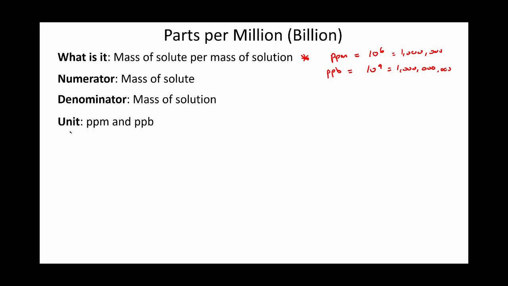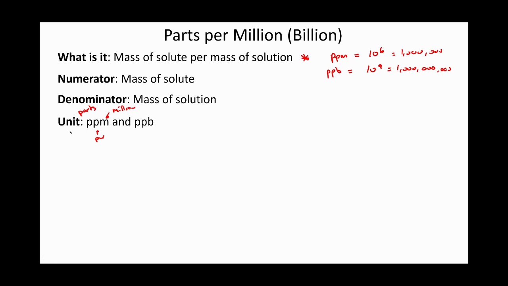And when we talk about units, ppm means parts. So this is parts. This is per. And this is whatever the unit is, in this case, million. So we have parts per million and parts per billion. I'm just going to rewrite parts here.